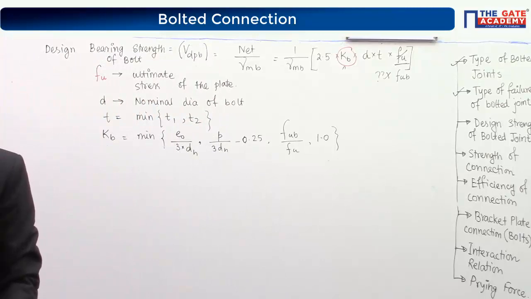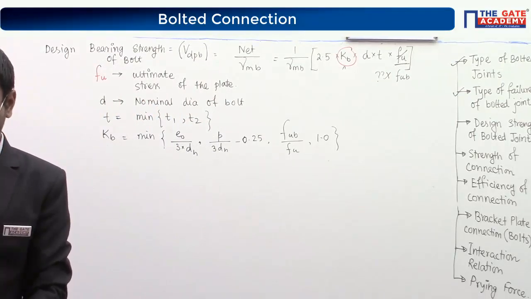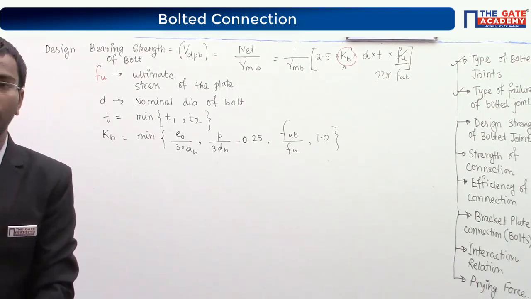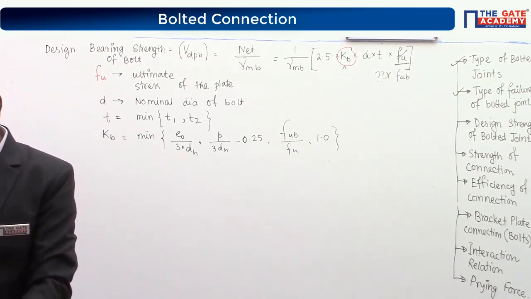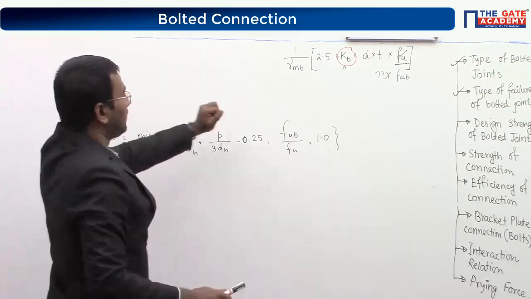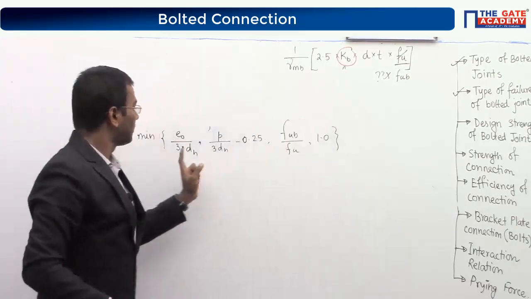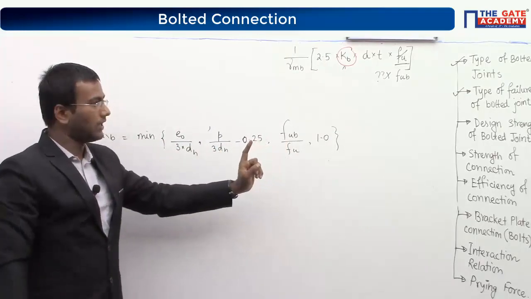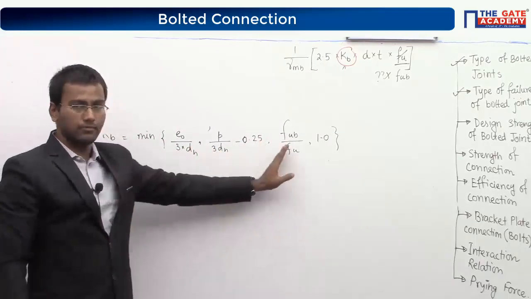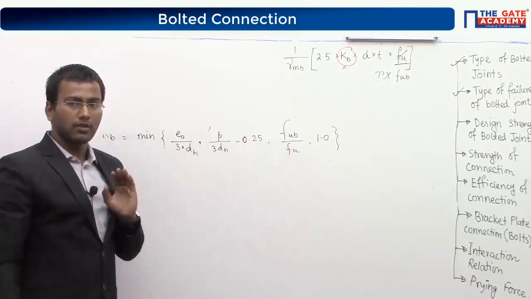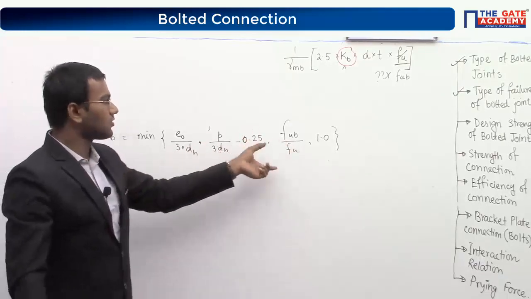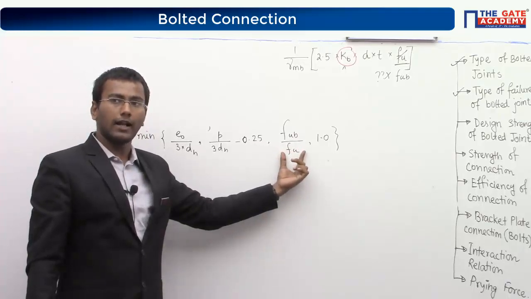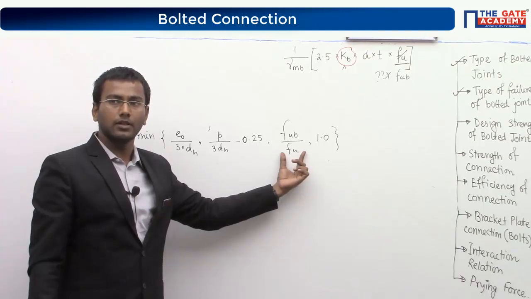Right? So these are two important equations. Based on these, we have to find out the strength of the bolt. So quickly, let us try to solve a few questions. See, here Kb is given as the minimum of these four values. So Kb can be any of them. I am assuming that for a certain case Kb is coming as the minimum value, and I am taking this one.